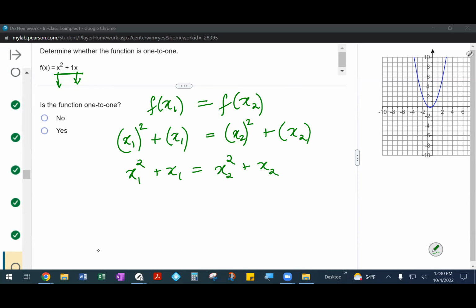Anything we can combine together or eliminate? Now remember, x1 is different from x2. They're basically two different x values. So anything that can be combined or canceled out.